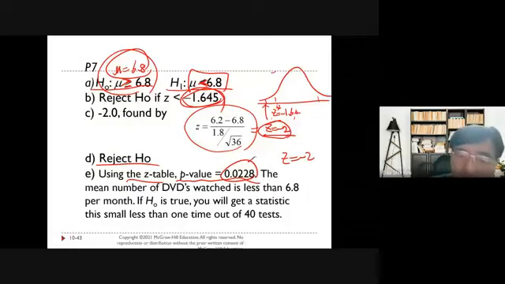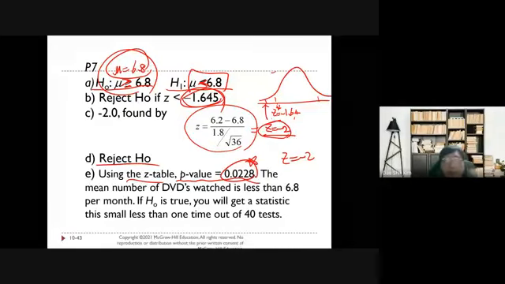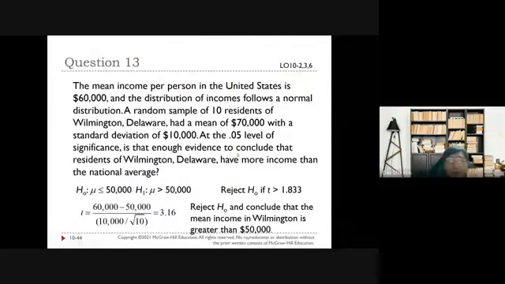Okay, I have calculated from the table. Our conclusion is that the mean number of DVDs watched is less than 6.8 per month, because it is a rejection. H0 is rejected. Okay. Question 13.